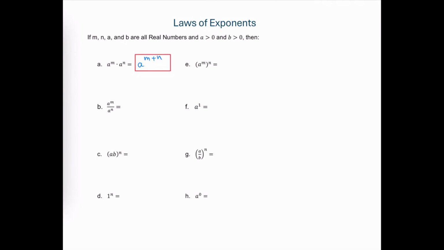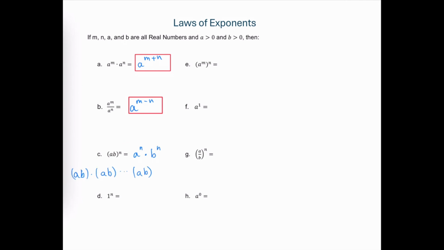power. Similarly, when we divide two things with the same base, that quotient is going to be a raised to the m minus n power. When we have two real numbers multiplied together, we can distribute that power into the parentheses, which yields a raised to the n power times b raised to the n power.